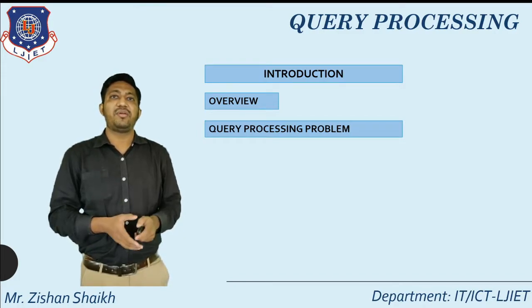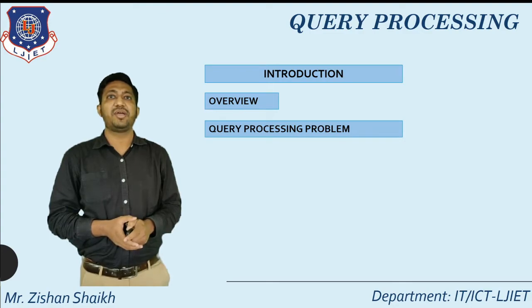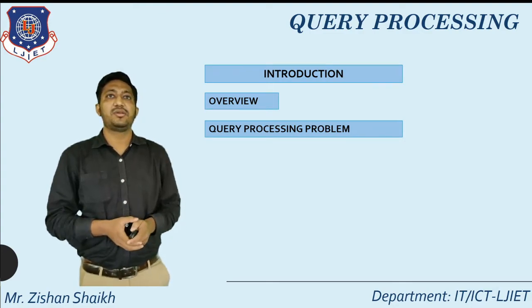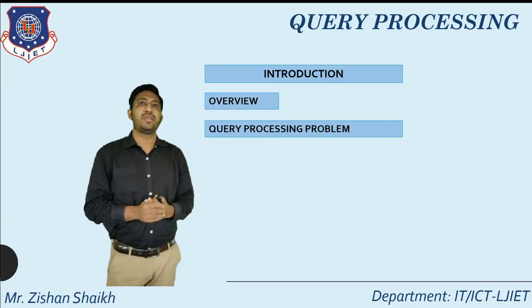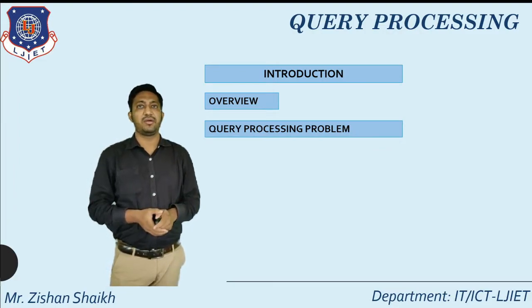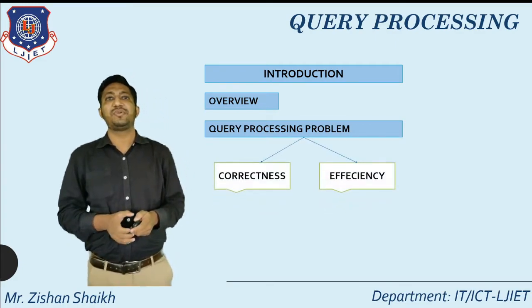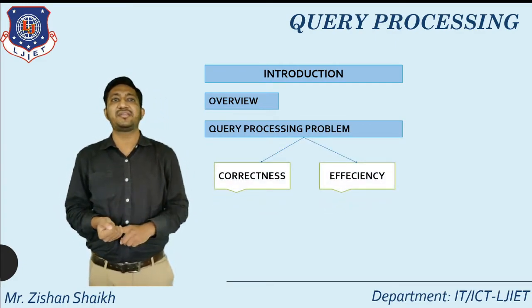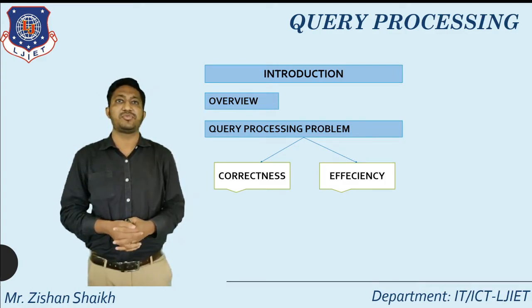So when we want to talk about the performance of a particular database, we have to take care of that. When a database is trying to execute a query, what type of problems can occur? There are basically two types: correctness and efficiency. So what is correctness of query processing?